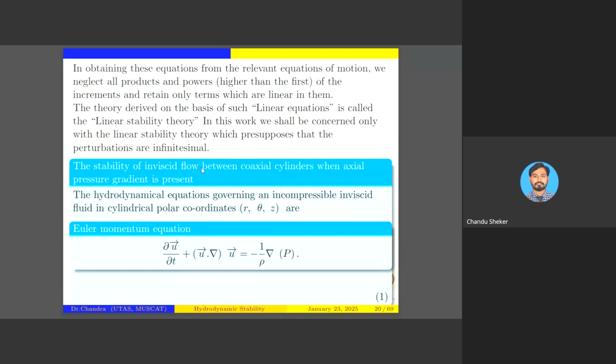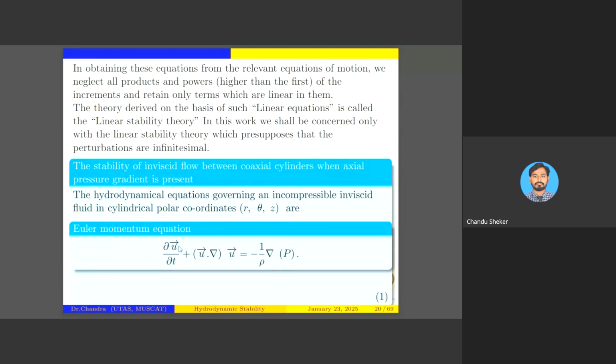The stability of inviscid, incompressible hydromagnetic swirling flow between coaxial cylinders, when the axial pressure gradient is present. Axial pressure gradient means del P, if it is present. Now as we said, our fluid motion involves two basic equations. One is the Euler momentum equation, and the other is the equation of continuity.